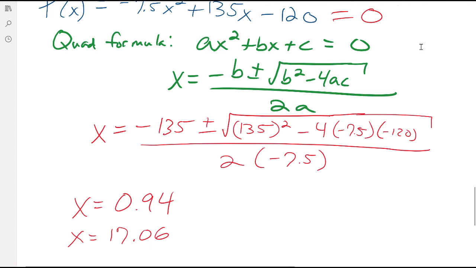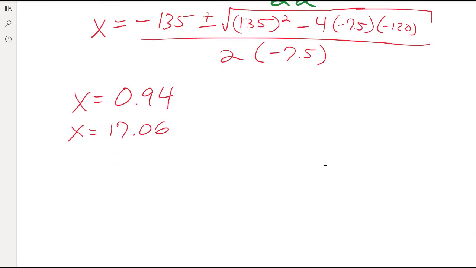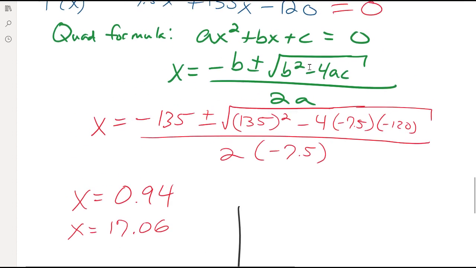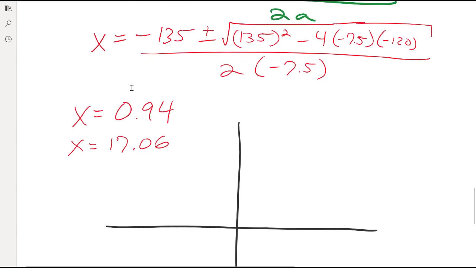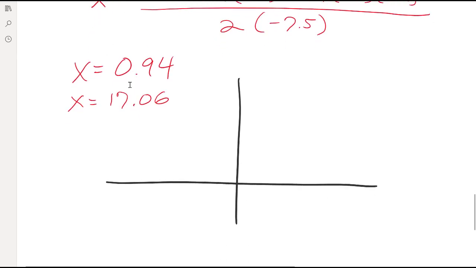Okay, so what does this mean? We got two values here. Let me actually draw you a picture. Our profit function is a quadratic, right? We can see that because the highest power is 2. And since a is negative, it means it's opening upside down. In fact, what we found with these two x values is the x-intercepts, or the zeros, of that quadratic function. So let me just draw this here.